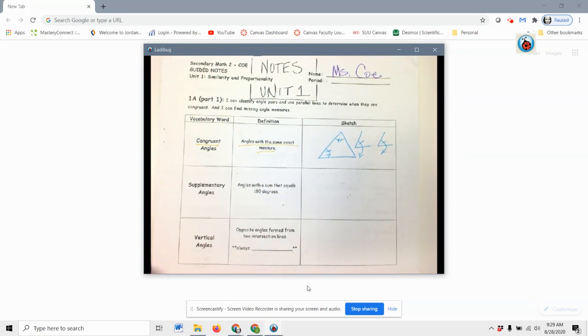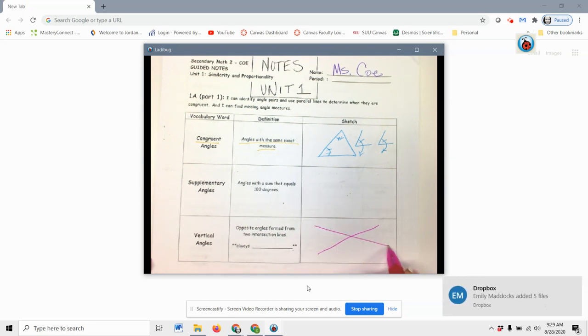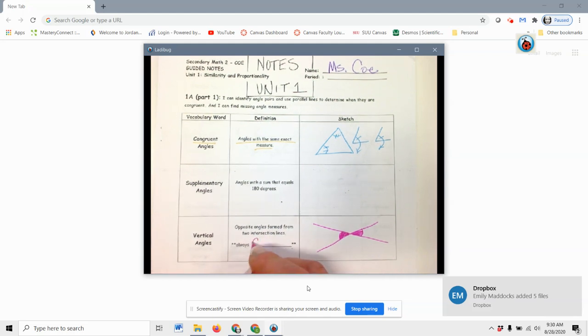The other very important angle that's always congruent are vertical angles. Vertical angles are the angles made when two lines intersect. The angles that are directly opposite each other are called vertical angles. So these two angles are vertical to each other, and when they are directly opposite like that, then they are always congruent.